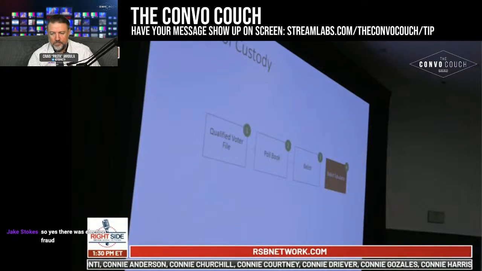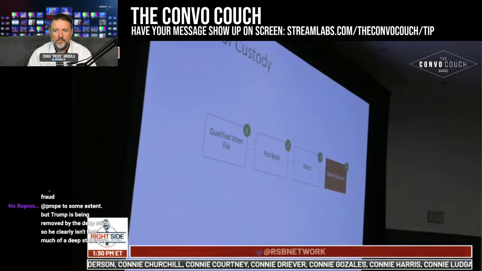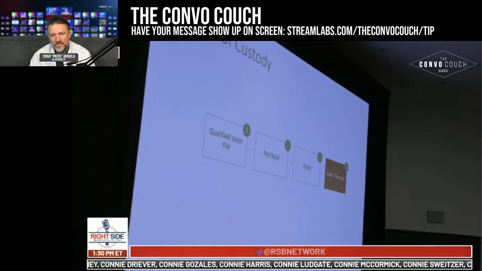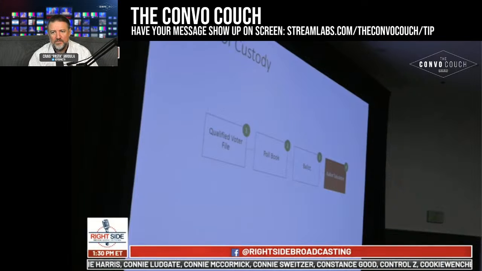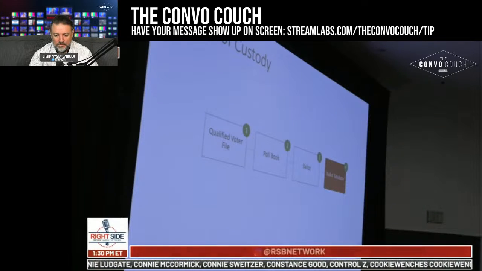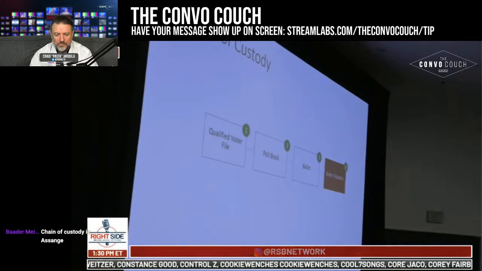And I could go into a lot more detail on this chain of custody, but I like to simplify it into just four key artifacts. Number one, the qualified voter file, i.e. who's registered to vote in your state. Number two, the poll book. That's a precinct-specific extract of the data from your qualified voter file. Number three, the ballot itself, a pretty important artifact, right? But then, in the spirit of the old Stalin quote, it's not he who votes that counts, it's the one who counts the vote that counts.